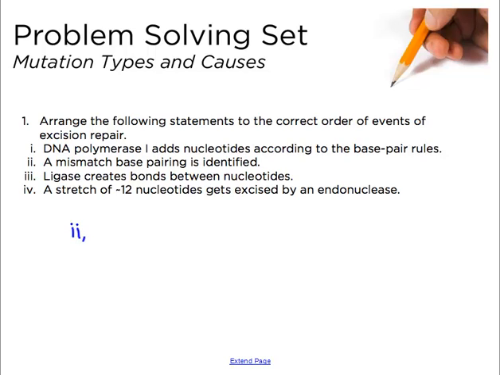Then the next step would be that a stretch of around 12 nucleotides gets excised out by an endonuclease. So that is step 2. Now once those 12 nucleotides are taken out, DNA polymerase comes back and adds nucleotides according to the correct base pair rules. So that is statement 1. And then finally, ligase comes around and closes the break between the old nucleotides that were there and correctly base paired already and the new 12 nucleotides that are put in. So ligase, that's statement 3. And this is the order of events from beginning to end.